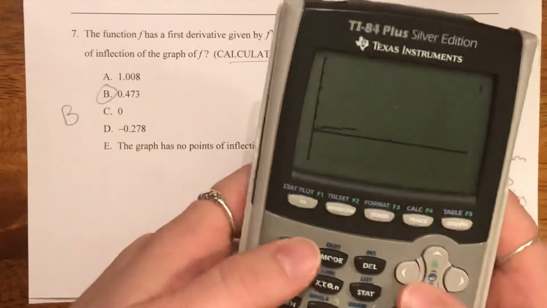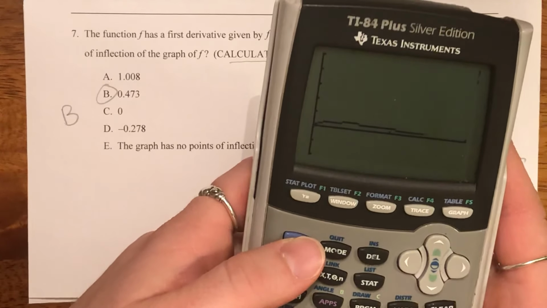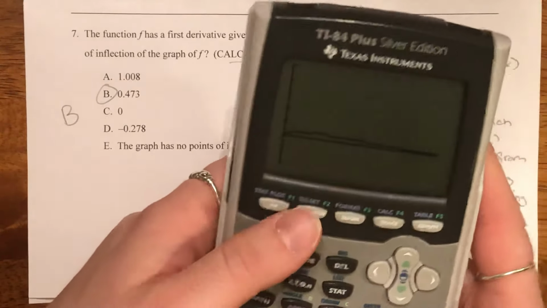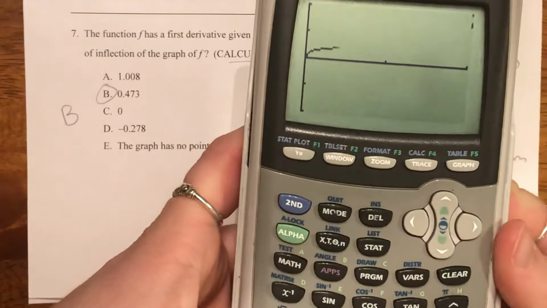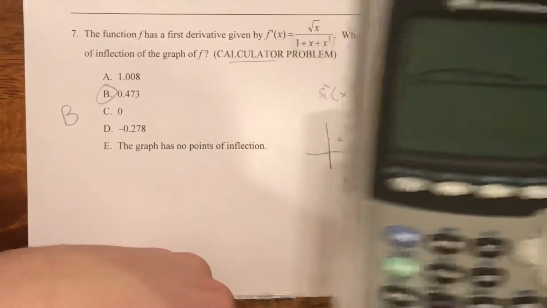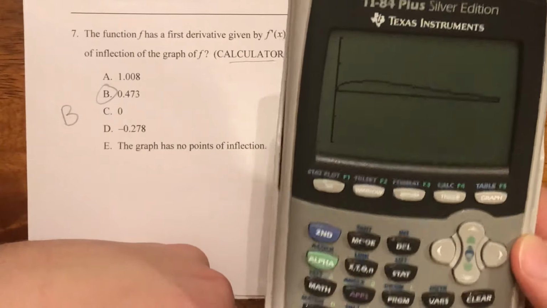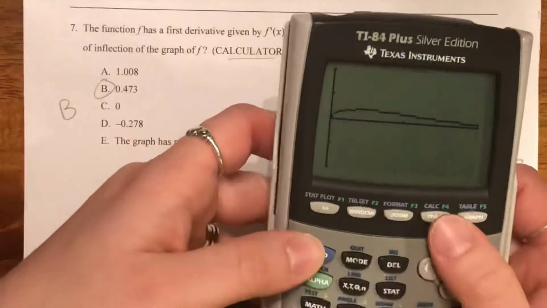Oh, that was a 5. I accidentally wrote 5, but hold on. 2. Okay, that's enough that I can see there's going to be a maximum there.